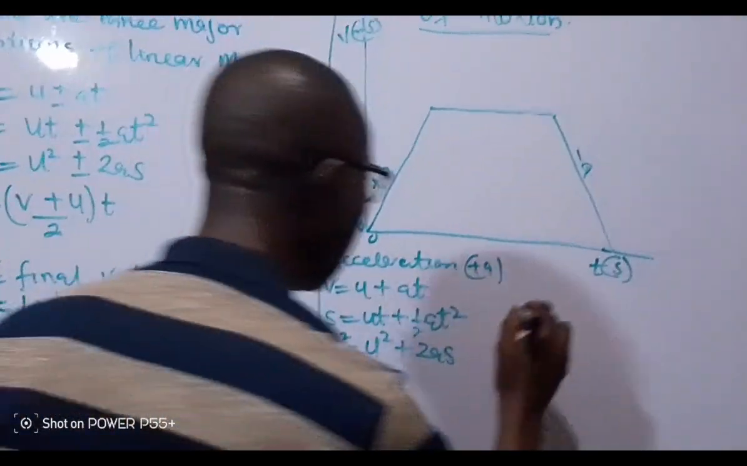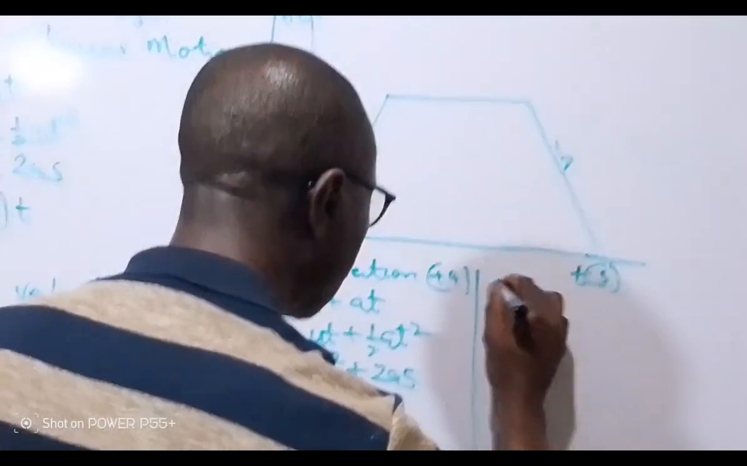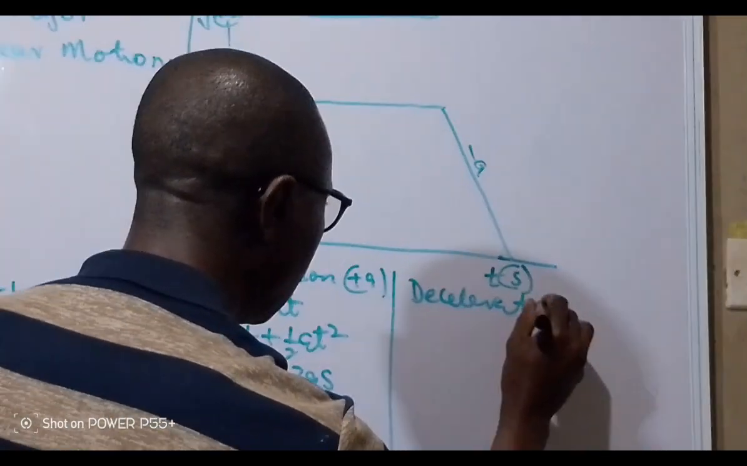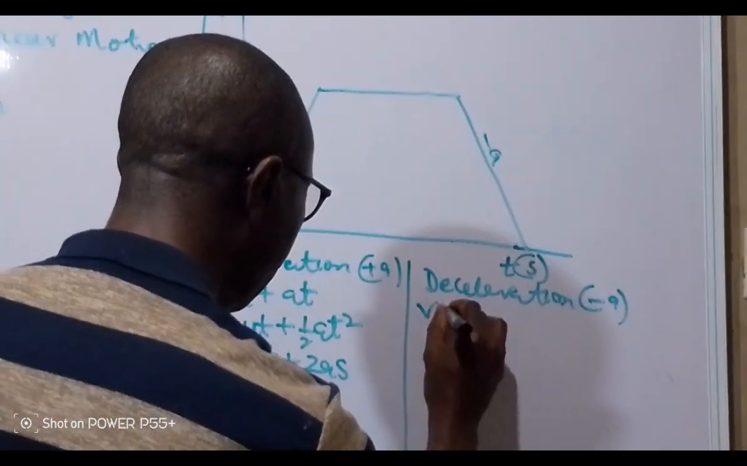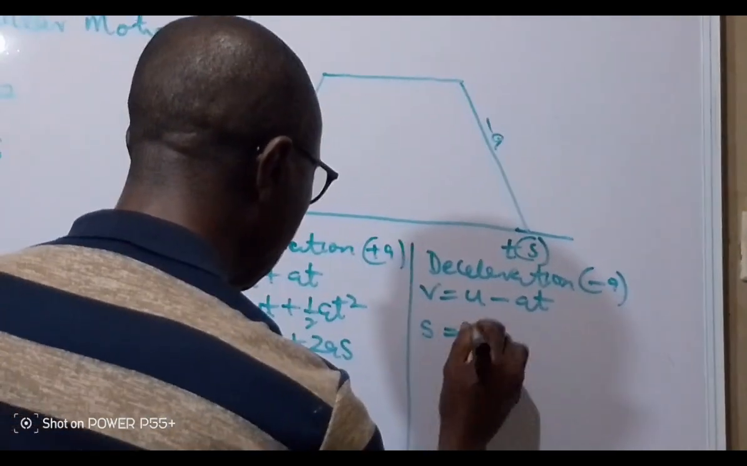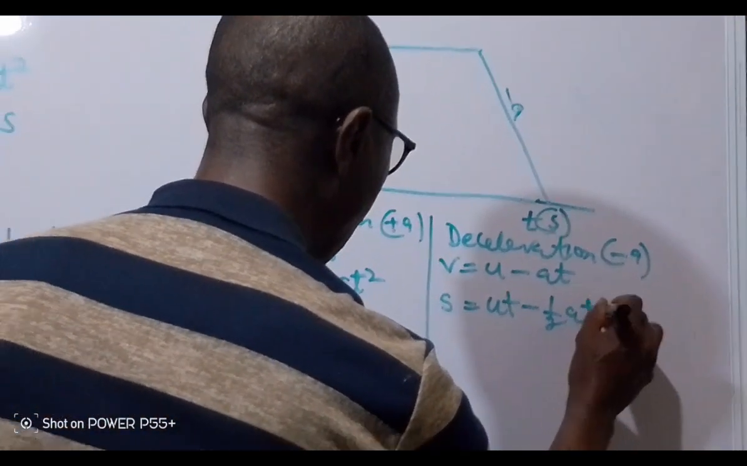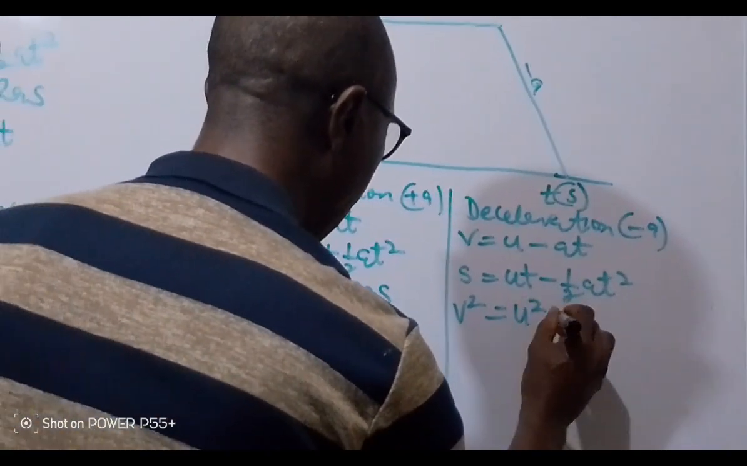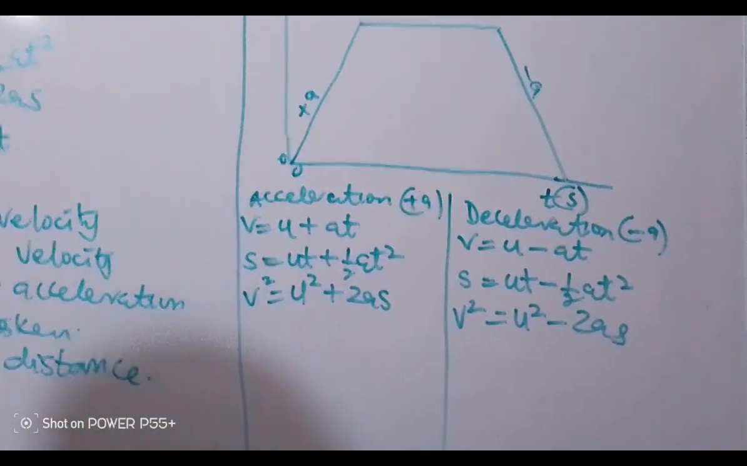Now, on the deceleration side, which is negative A, we have V is equal to U minus AT, S is equal to UT minus half AT square, and V square is equal to U square minus 2AS. That's how it will be.